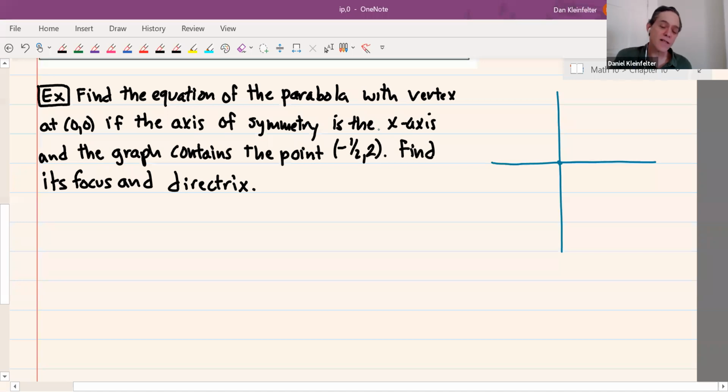Okay, the axis of symmetry is the x-axis. So if it's going to be symmetric across the x-axis, then that means it has to be side opening.